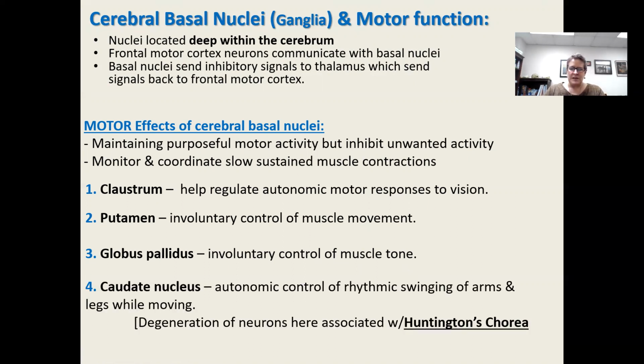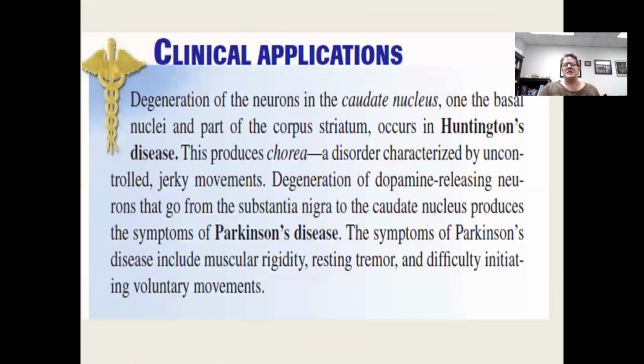Now, the caudate nucleus: the swinging of your arms and legs while you're moving, helping you maintain balance. They've found that in this particular nucleus, when they've scanned it, people who have Huntington's disease, which is an autosomal dominant neurological problem where you start to lose voluntary control of your muscles, the caudate nucleus seems to be damaged. Okay, so here's a clinical application.